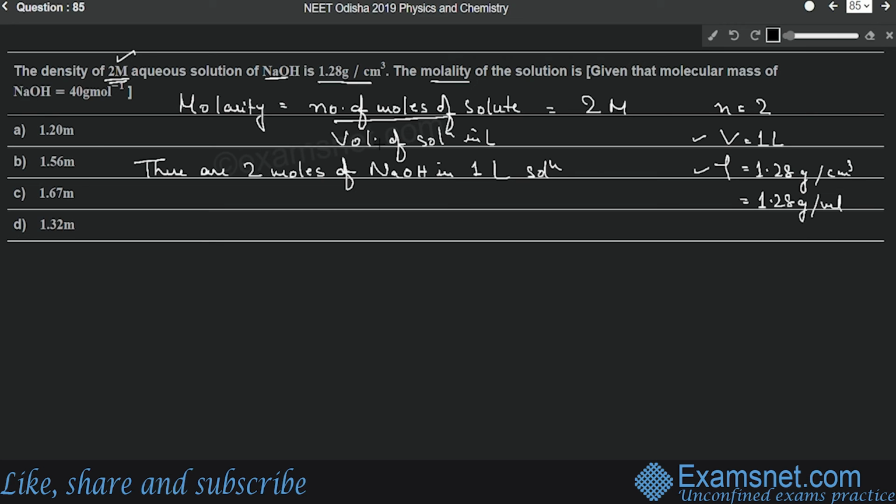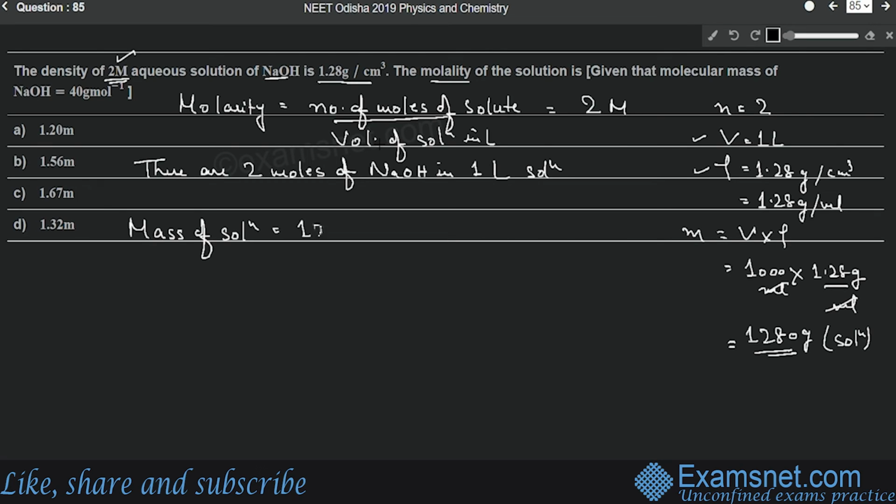So volume is known, density is known. So can we find out the mass of the solution? It will be equal to volume into density. Volume is 1 liter, that means 1000 milliliter, into density 1.28 grams per milliliter. So milliliter cancelled. So what is the mass? It is 1280 grams. So this is the mass of solution. Now what will be the mass of solute? It is equal to 2 into molecular mass, that means 2 into 40 grams per mole. So this is 80. So 80 grams is the mass of solute.